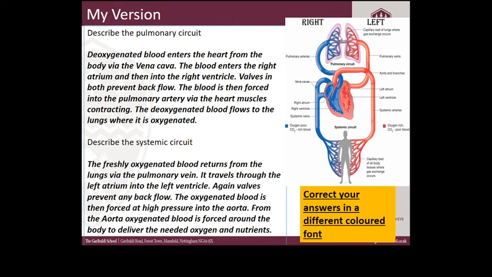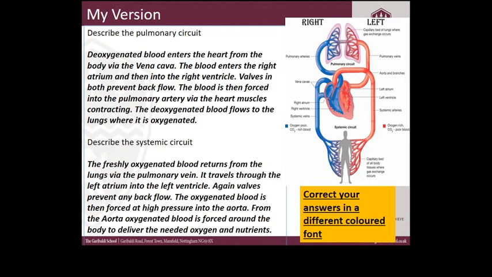The freshly oxygenated blood over here returns from the lungs via the pulmonary veins. It travels through the left atrium into the left ventricle. Again, the valves prevent backflow. You can see the valves over here. The oxygenated blood is then forced under high pressure into the aorta.